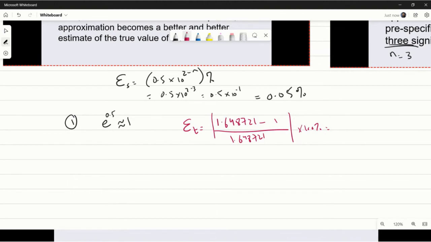So let me find this value. 1.64872 minus 1 over the true value comes out to be 39.35%.